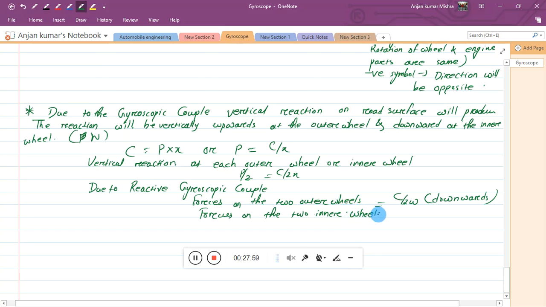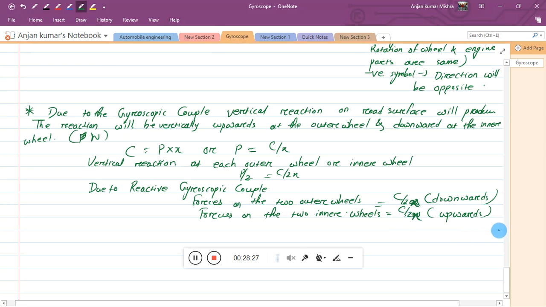Inner wheels, that's funny. Okay, so that is also equal to C by 2x, that is upward. Okay, so this is how the reactive gyroscopic couple balances.